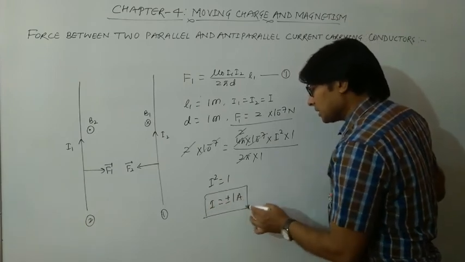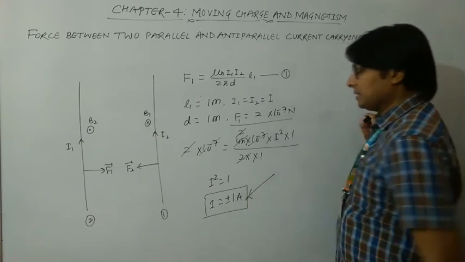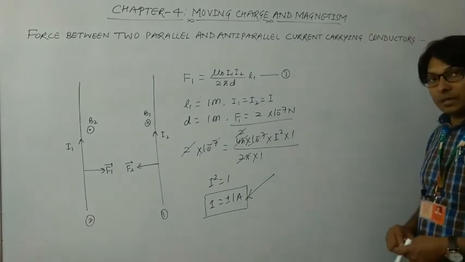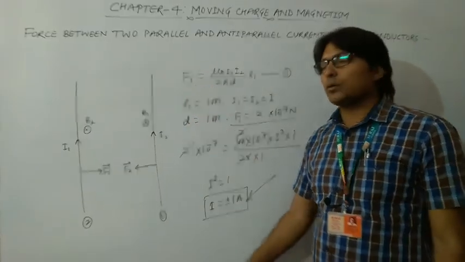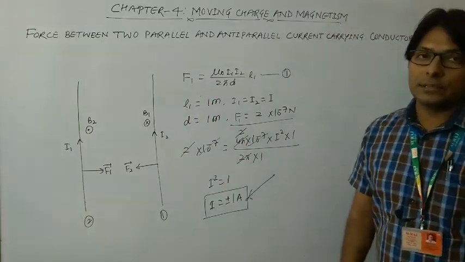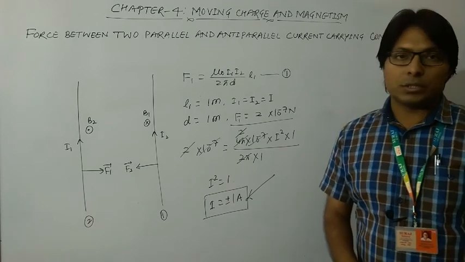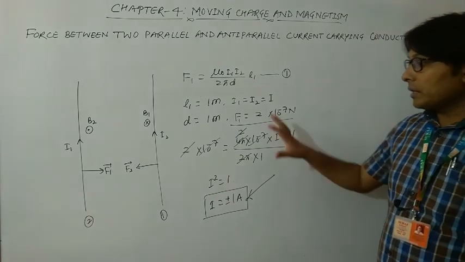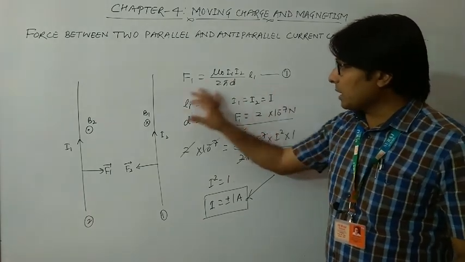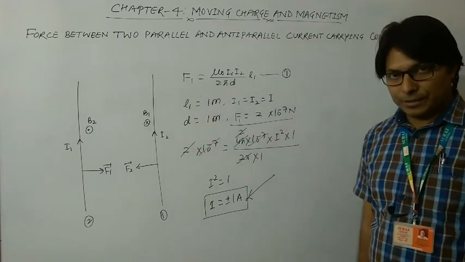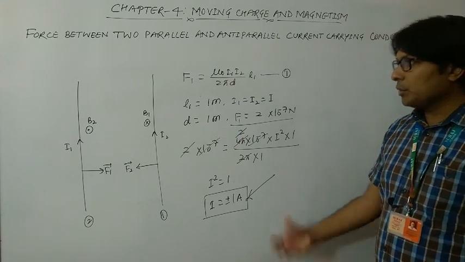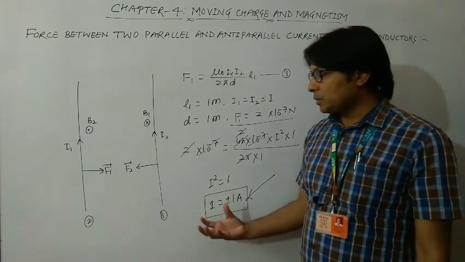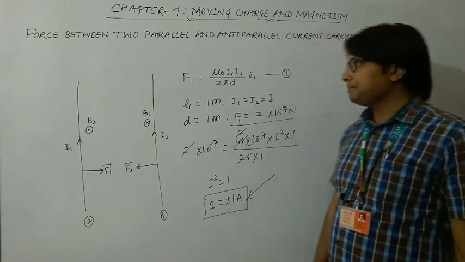So this is how we can define the 1 ampere current using the concept of force per unit length, or we can say the force exerted by the two conductors on each other. Okay, now we have to include all these parameters into our definition. So first I will try to make you understand how this definition can be framed.